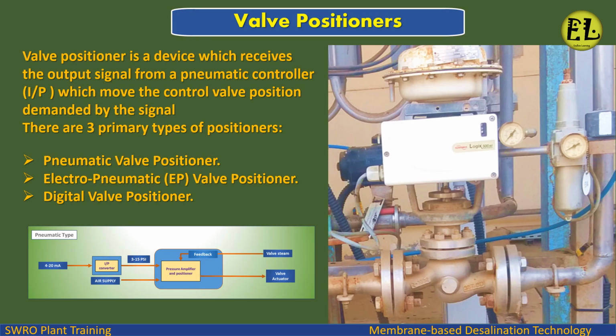Valve positioner. A valve positioner is a device which receives the output signal from a pneumatic controller, I/P, and moves the control valve to the position demanded by the signal. There are three primary types of positioners: pneumatic valve positioner, electropneumatic (I/P) valve positioner, and digital valve positioner.